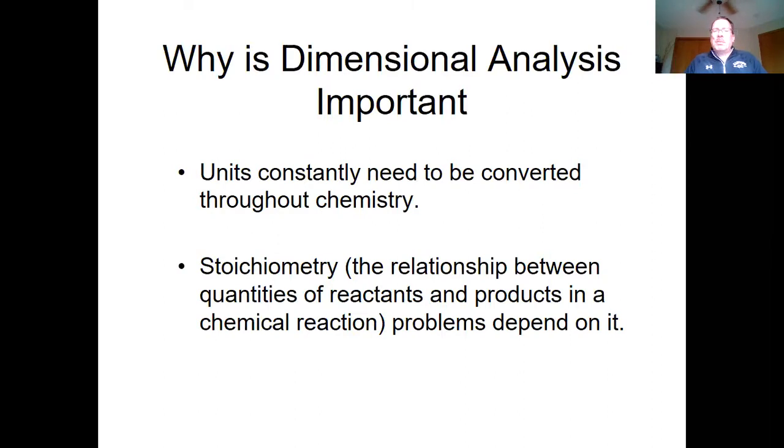Why is it so important? Units constantly need to be converted throughout chemistry. And here's the relationship. The simple conversions of standard measure to metric or metric to metric measure is the same exact process you do in stoichiometry. The one thing we are leading to, and the one key component of chemistry, is stoichiometry.